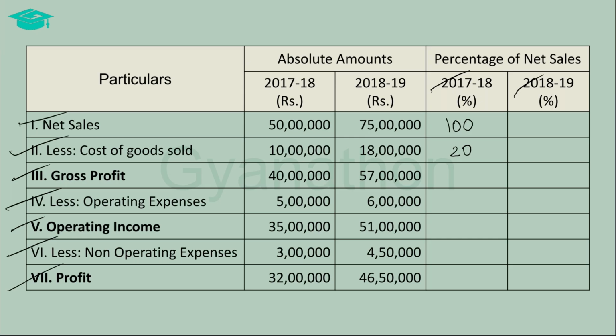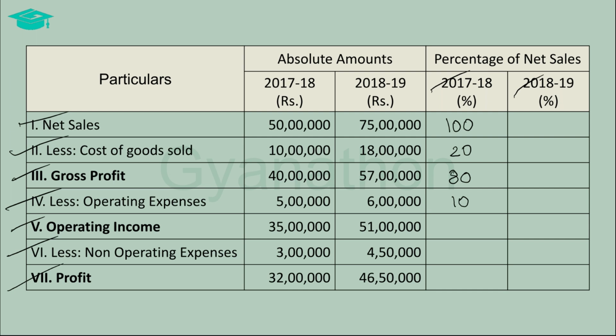So it means that the cost of goods sold is 20% of the net sales for the year 2017-18. The resultant gross profit is 40 lakhs, the percentage for which is calculated as 40 lakhs divided by 50 lakhs multiplied by 100, which is 80%. This means that gross profit is 80% of the net sales for the year 2017-18. The percentage in respect of operating expenses is 5 lakhs divided by 50 lakhs multiplied by 100, which is 10%. So, operating expenses are 10% of the total net sales.